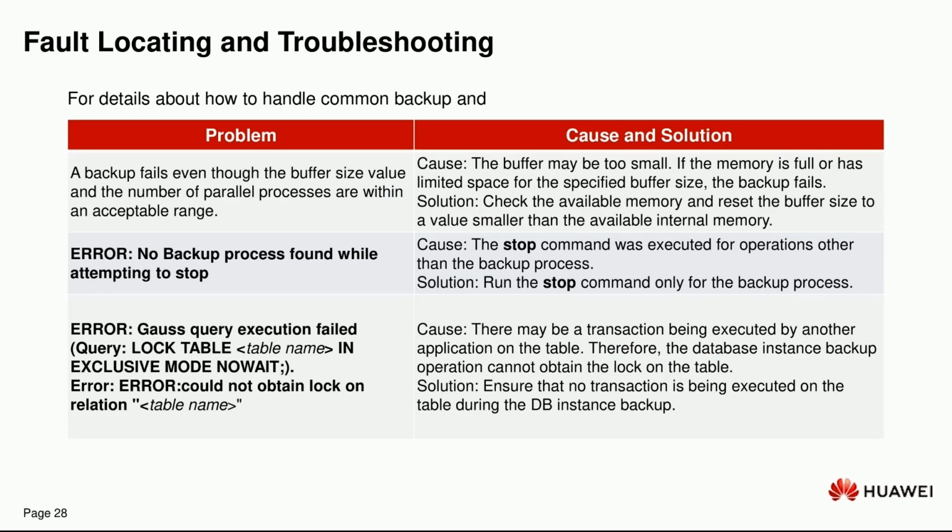For example, a backup fails even though the buffer size value and the number of parallel processes are within an acceptable range. Cause: the buffer may be too small. If the memory is full or has limited space for the specified buffer size, the backup fails. Solution: check the available memory and reset the buffer size to a value smaller than the available internal memory.